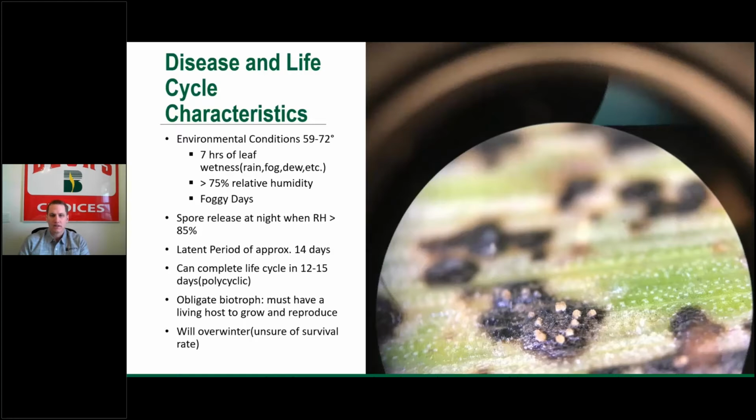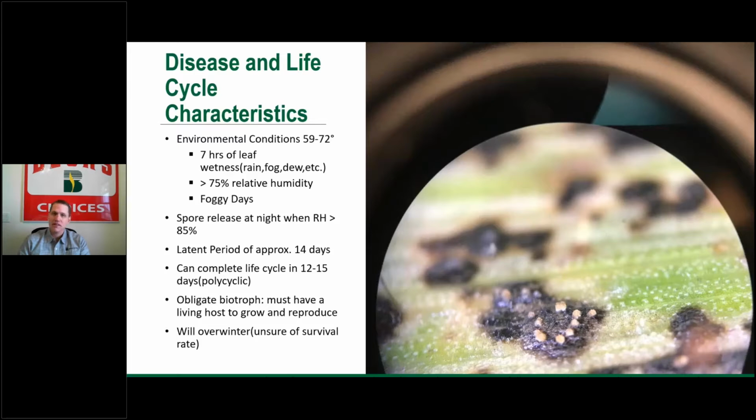It does like a higher relative humidity. That kind of falls in line with the temperature and leaf wetness there, so that's no surprise. Tar spot will have a latent period of approximately 14 days. So the latent period is when the plant is actually infected, but we don't see the lesions, the stromata yet.